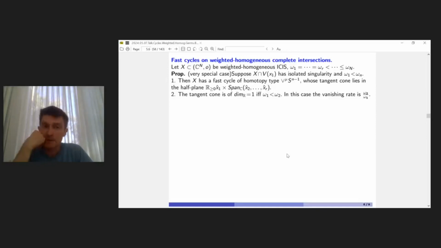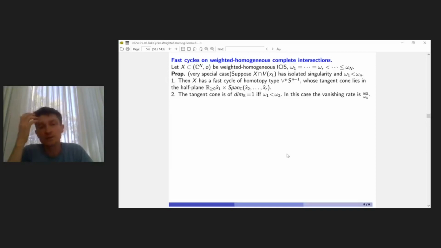Dima, I'm a bit confused about the tangent cone. What tangent cone do you mean? Because the tangent cone always has the same dimension, you are in the complex case, right? No. The tangent cone not to X, the tangent cone to the fast cycle. Yes, the tangent cone of X is of course of complex dimension n. Yes, but here we are interested in the tangent cone to the fast cycle.